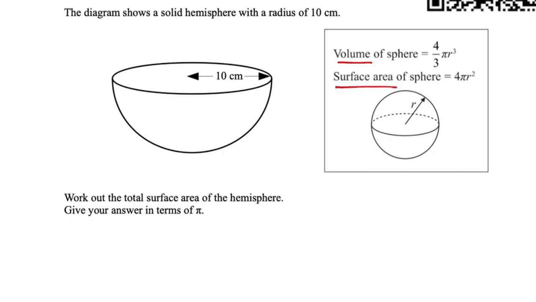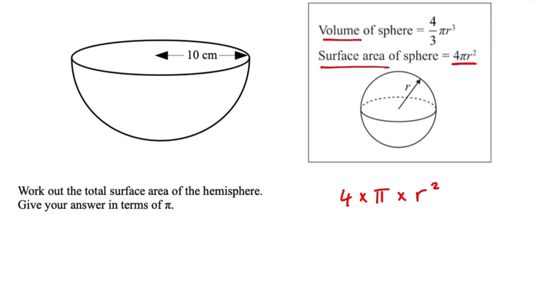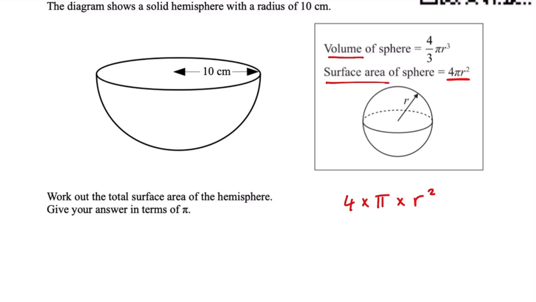First of all, we're given the surface area of a sphere formula over here, and that's the surface area for the whole sphere. We only have half a sphere. Now, the formula is 4 times pi times r squared for the full sphere. Yes, 10 is the radius. This is the surface area of the whole sphere. We know that the radius is 10 centimeters, so it's 4 times pi times 10 squared.